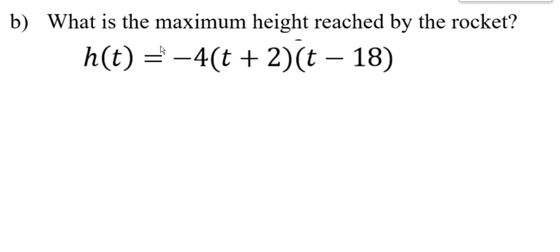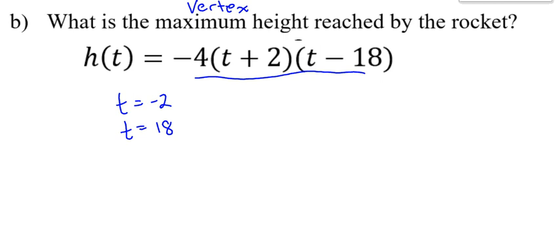Second part of the question says, what is the maximum height reached by the vertex? Sorry, by the rocket. I gave it away. So we know that we are looking for the vertex when we're asked for maximum. And in factored form, the easiest way to find the vertex is to find the roots and use them. Now, we already found the roots in the first question. The roots were the values that made this bracket 0 and made this bracket 0. So -2 and 18.